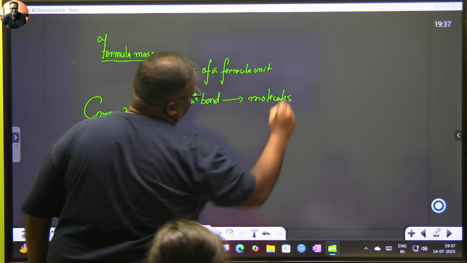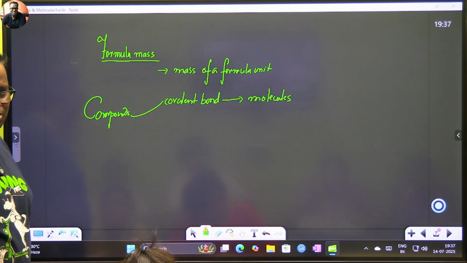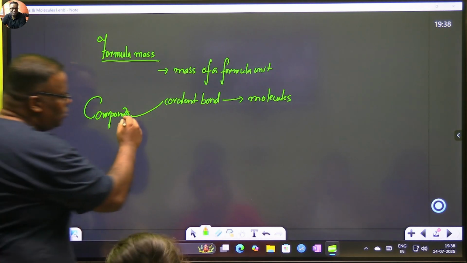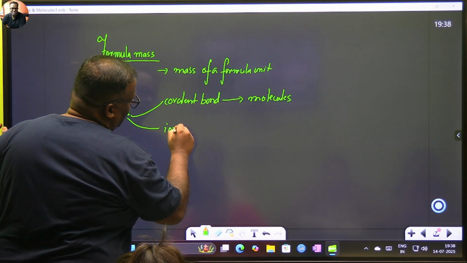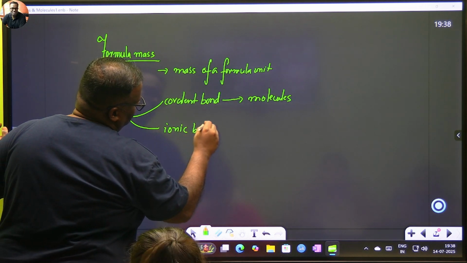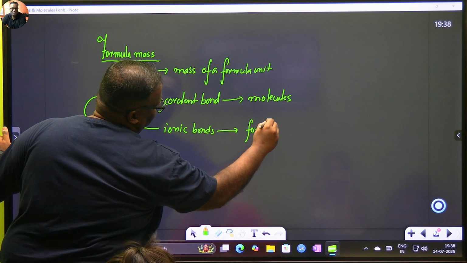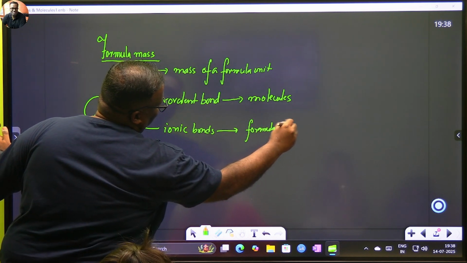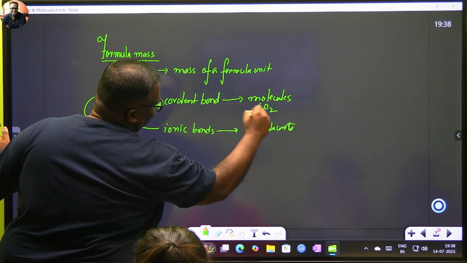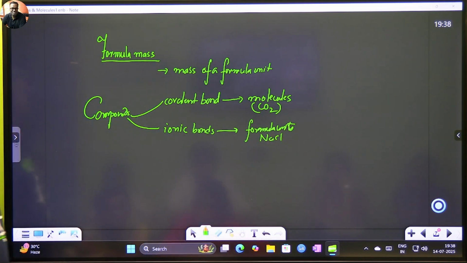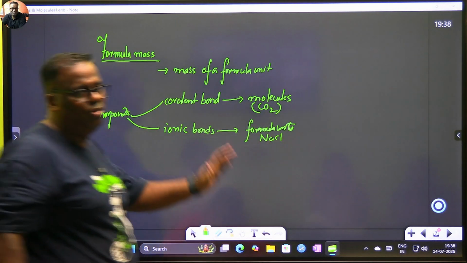Though, what did you eat today? Maggi. You might have eaten Yippee, but still you'll say Maggi. Compounds which are formed by ionic bonds are called formula units. So, very nice example. CO2 will be called a molecule, whereas NaCl will be called a formula unit. We do not call it a molecule.